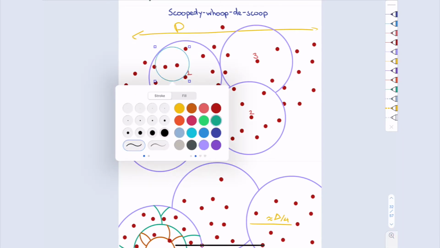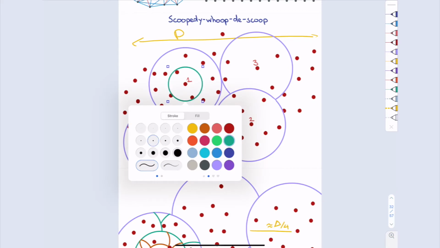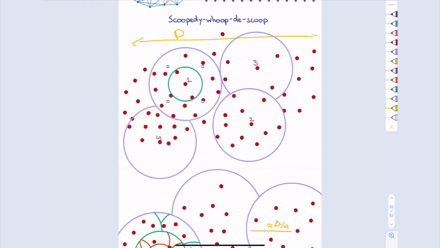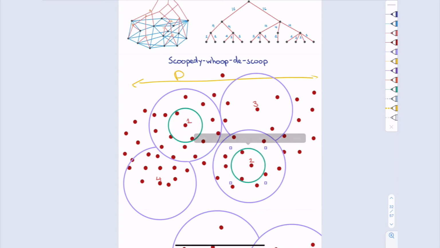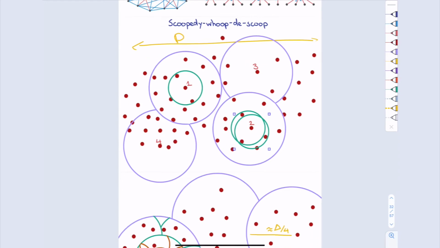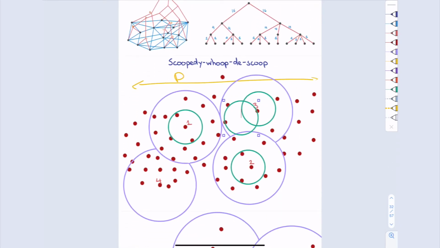So I'll do a different color. Something like that. And it's going to go through the points in the same order. Something like this. We use the same ordering. And then you do the scooping thing all over again. And you'll end up kind of overlaying the point set with a bunch of now green circles until everything is covered. And so forth.